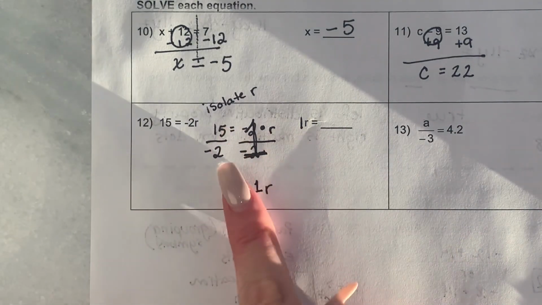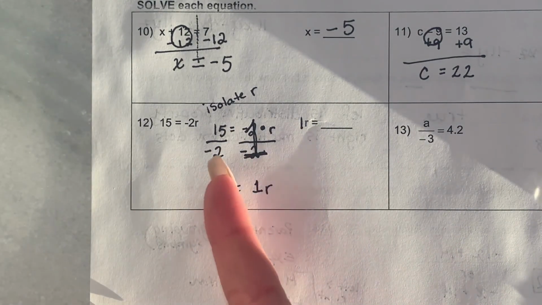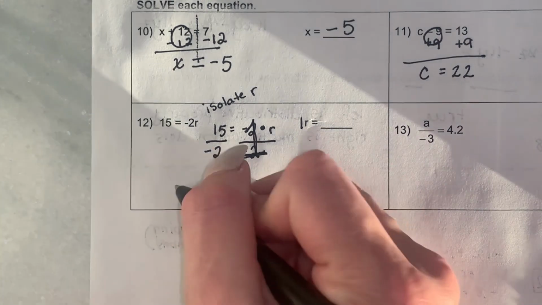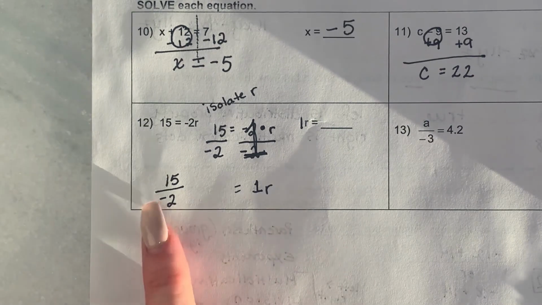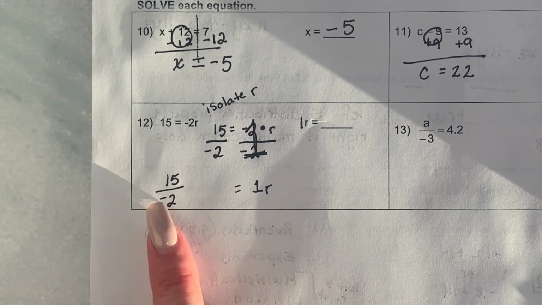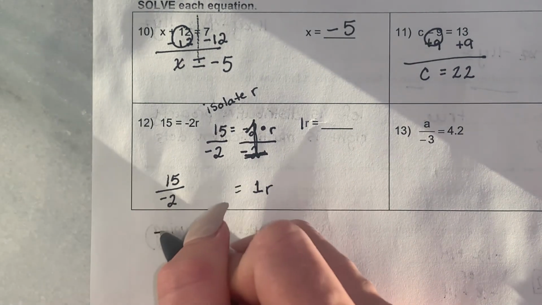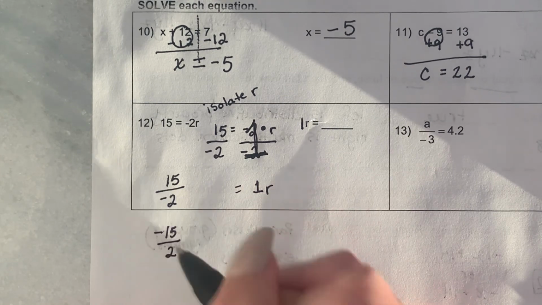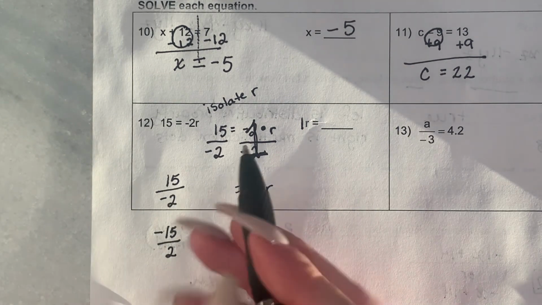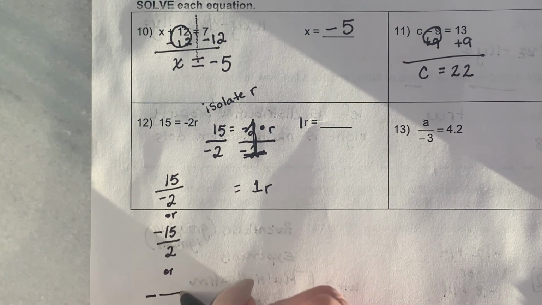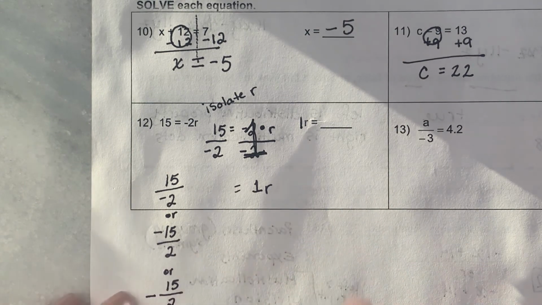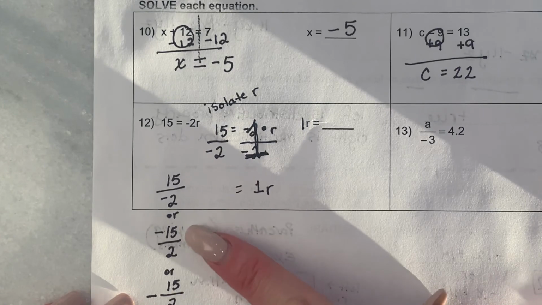So 15 divided by -2, in some cases you can just leave it like that. You can write 15 over -2 as your answer. Typically we don't put the negative sign in the denominator. We might write it as -15 over 2, might just move the negative up to the top, or we might put it in line with the fraction bar. These are all the exact same number.